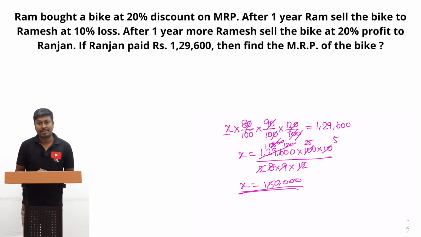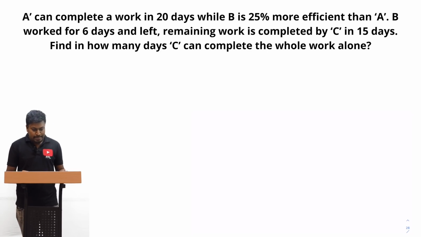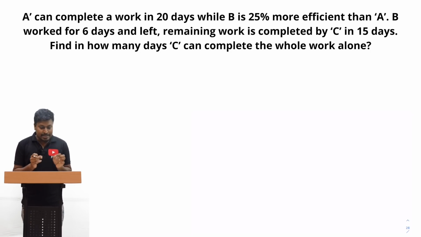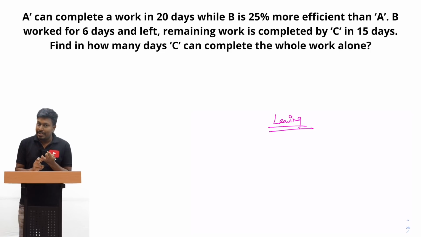then solving the question will also be simple. Got it? So next question: A can complete a piece of work in 20 days. We can say that this question is based on the topic called time and work. B is 25% more efficient than A. B worked for 6 days and left, and the remaining work was completed by C in 15 days. So in this time and work question, what concept is it? You can see B worked for 6 days and left the work, which means the question is based on a concept called leaving. So joining and leaving, never forget this concept.